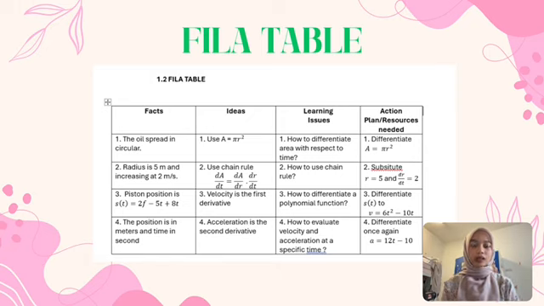For the third fact, the piston position is s equals 2t cubed minus 5t squared plus 8t. Velocity is the first derivative. So how do we differentiate a polynomial function? We need to differentiate the piston position to get v.